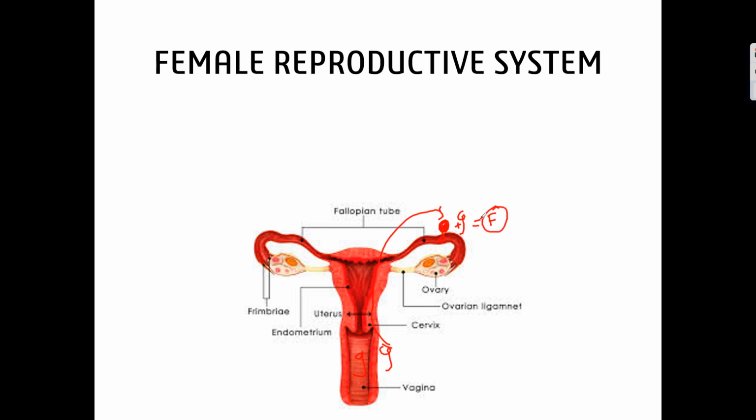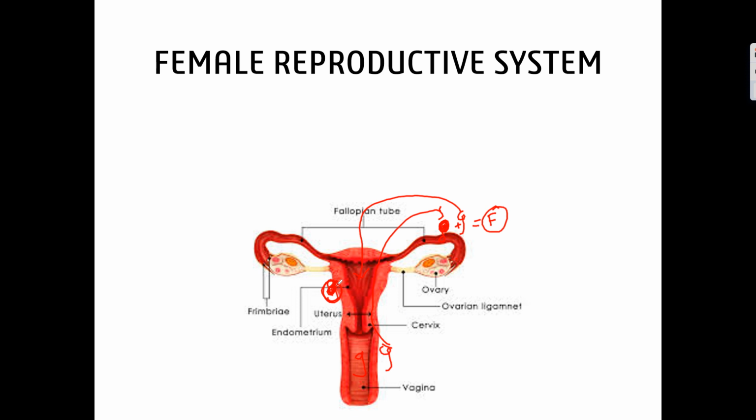Once the fertilization takes place, it will come to the uterus, and in the uterus, this zygote will enter the endometrium, and then it will get implanted into the endometrium. There it will grow for 9 months. Then the childbirth will take place.